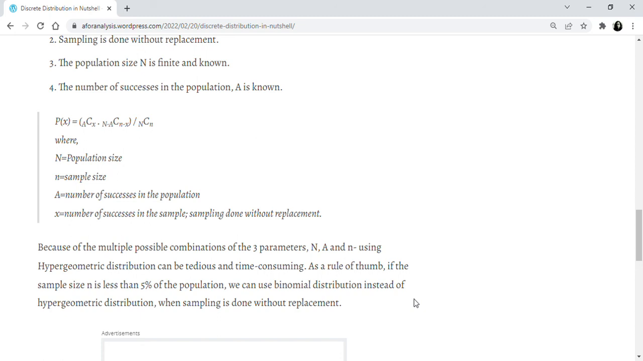As a rule of thumb, if the sample size small n is less than 5% of the population, we can still use binomial distribution instead of hypergeometric distribution when sampling is done without replacement. This is possible only because when the population size is too high, or when the sample size is less than 5% of the population, sampling without replacement does not create much of an impact. That is the reason we can accept binomial distribution in such cases.